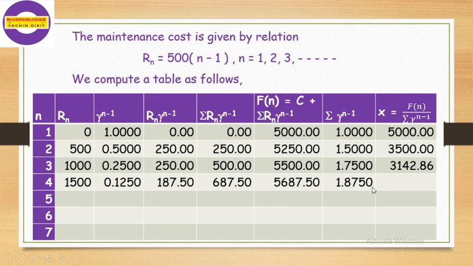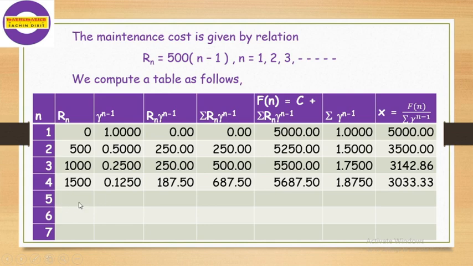1.8750. Then to find the average cost at the end of the fourth year, we divide this 5687.50 by 1.8750. We get 3033.33. That will be the average cost in the fourth year.